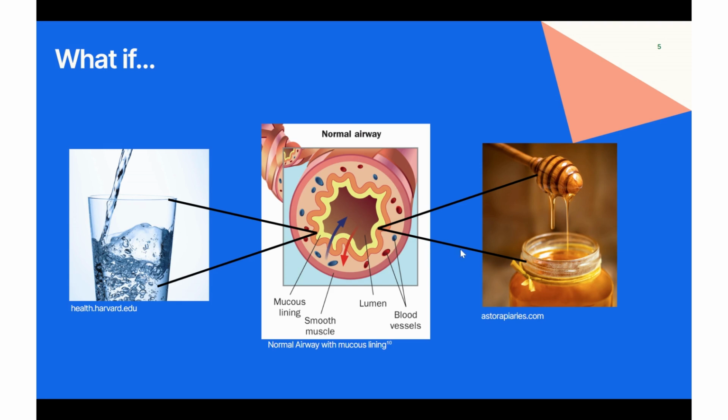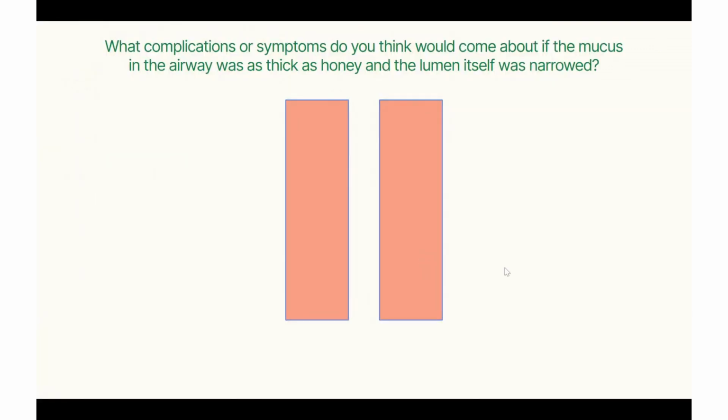Considering all that we've learned with the body systems, and considering what I just told you, that some people have really thick mucus on the inside of their lungs, I want you to pause the video and I want you to write down what complications or symptoms do you think would come about if the mucus in the airway was as thick as honey and the lumen itself was narrowed?